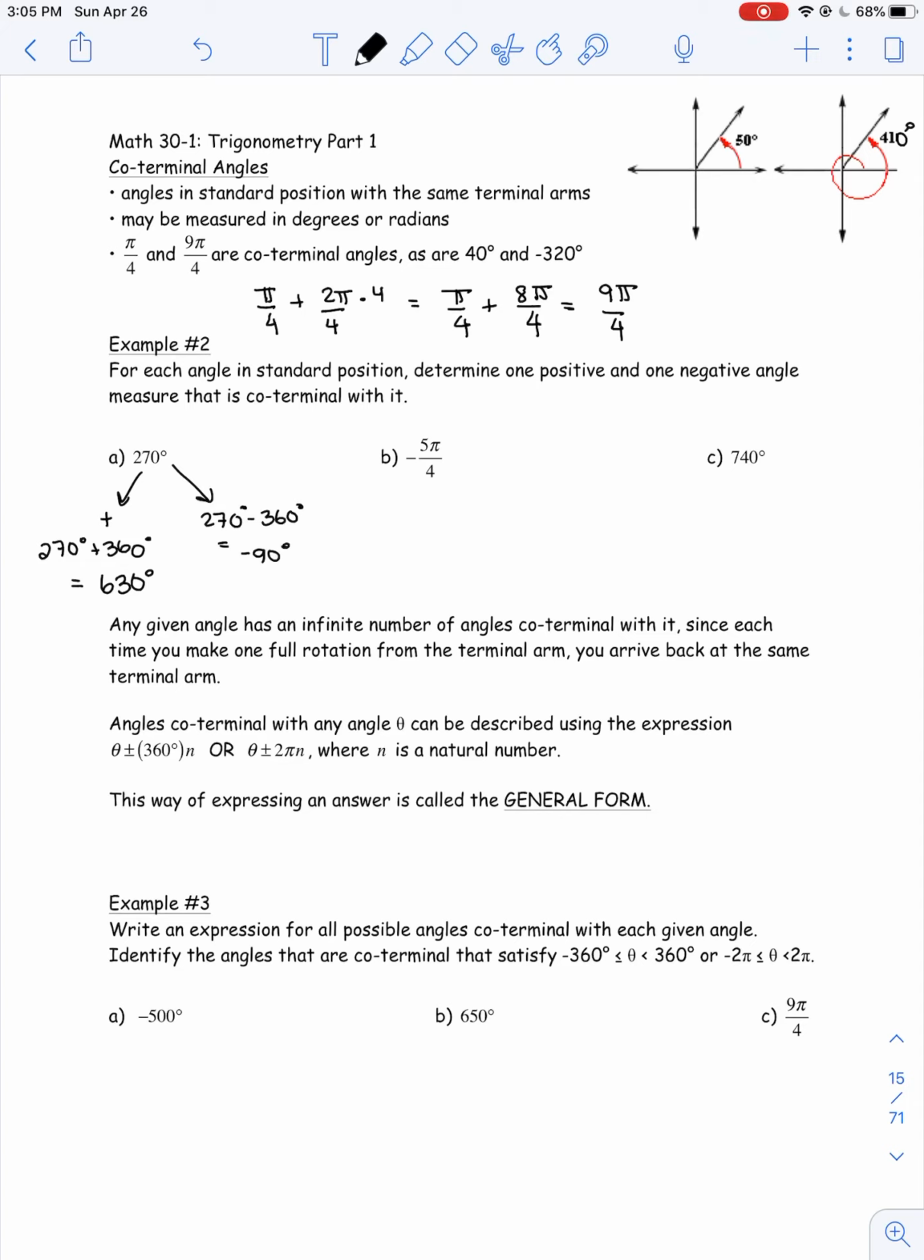So there's one positive, one negative measure that is coterminal with it. Our next one. So to get to the positive one, we're going to add 2 pi. Now, in order to get to that value, we have to go negative 5 pi over 4. We have to add with common denominators. So we're going to have to multiply the bottom by 4 and the top by 4, which gives us 8 pi over 4. So negative 5 pi plus 8 pi is equal to 3 pi over 4. So that is coterminal with it.